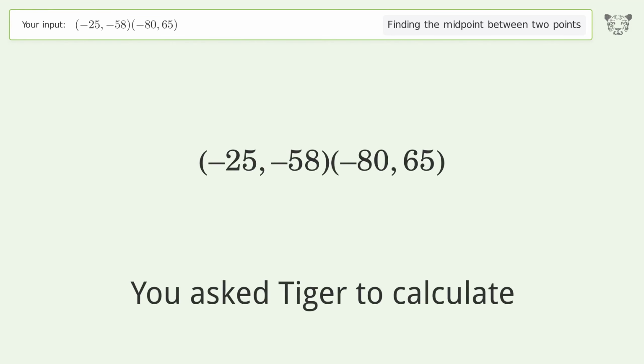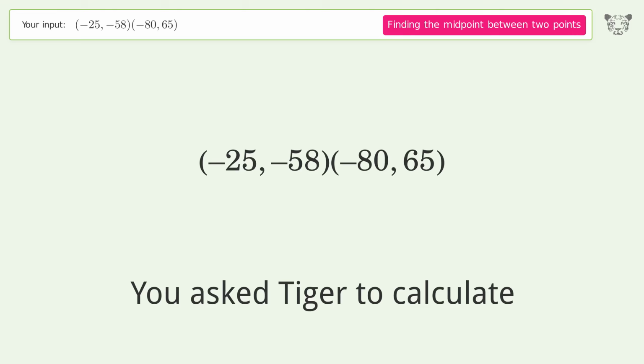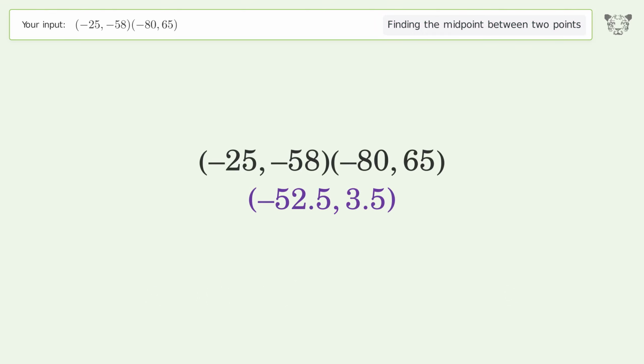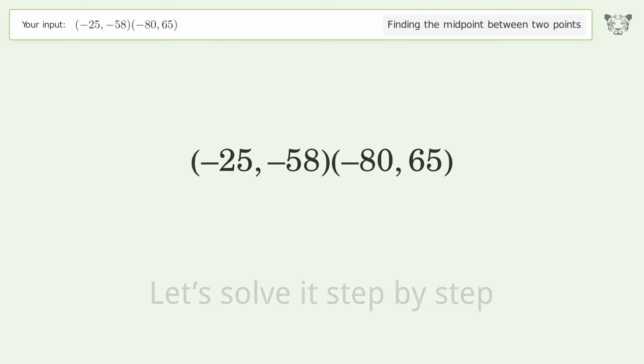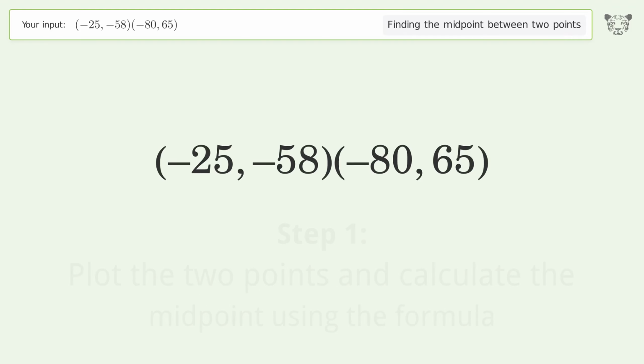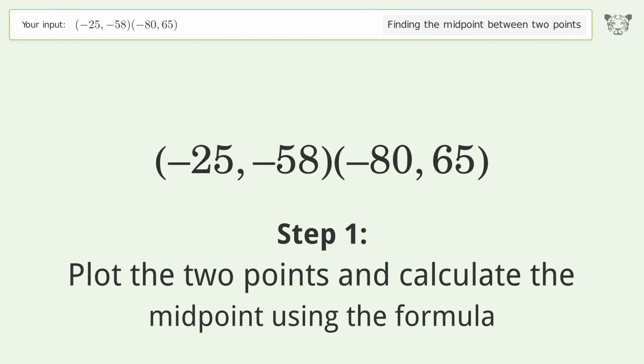You ask Tiger to calculate. This deals with finding the midpoint between 2 points. The midpoint between the 2 points is negative 52.5, 3.5. Let's solve it step by step. Plot the 2 points and calculate the midpoint using the formula.